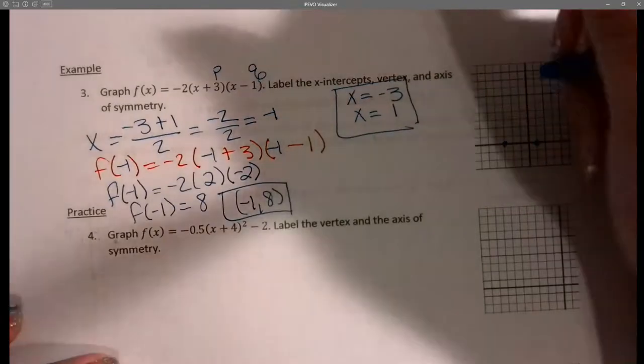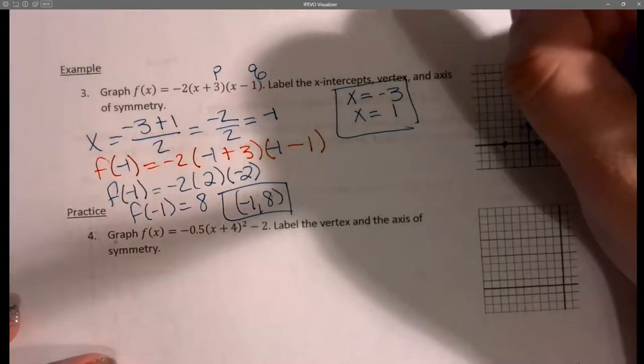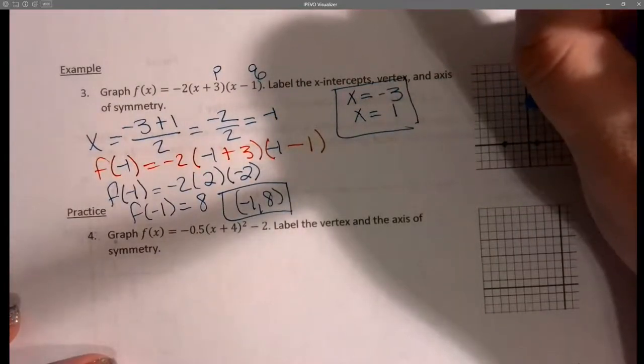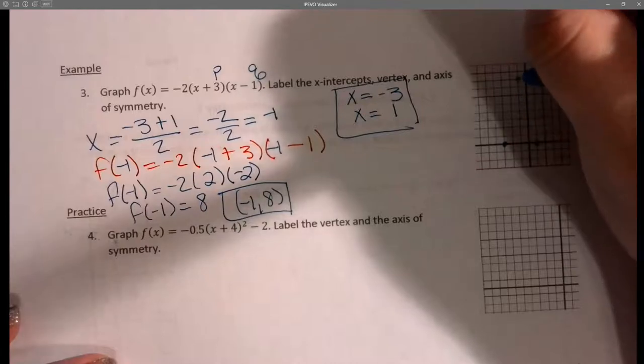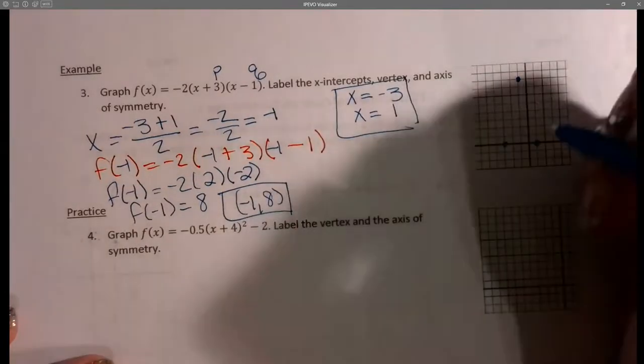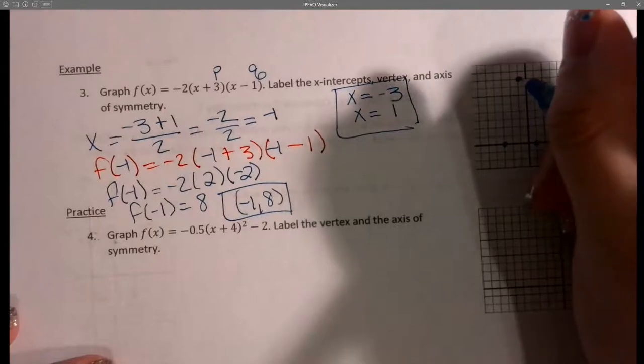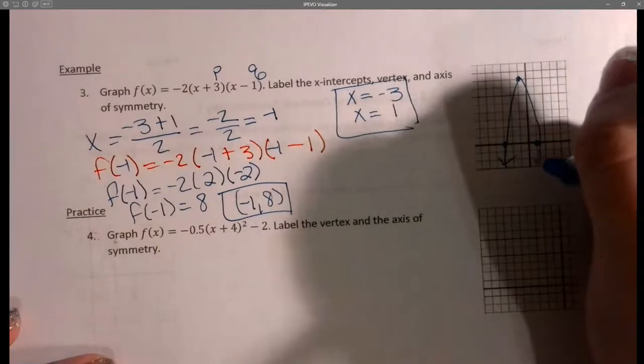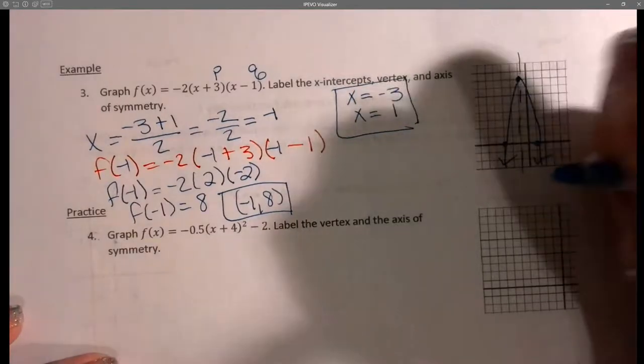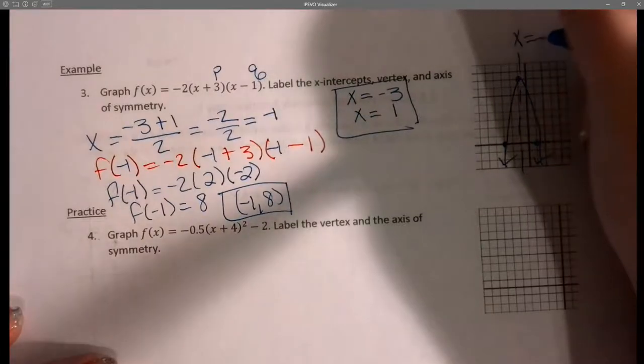And -1, 8 is right here. And then I will connect my points. And then my axis of symmetry, remember, goes through my vertex, and that's going to be x equals -1.